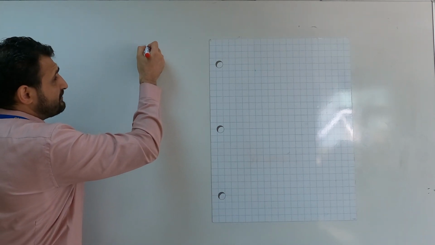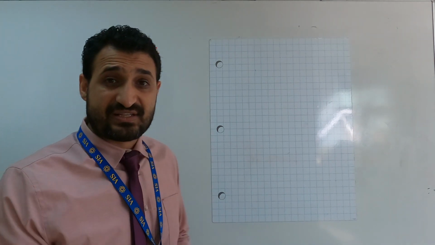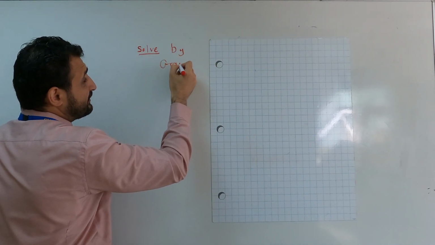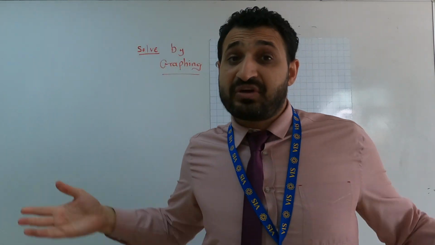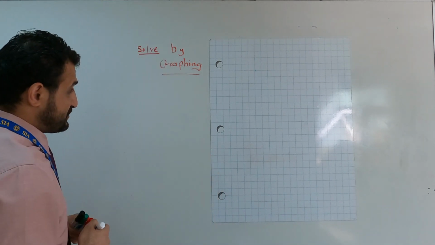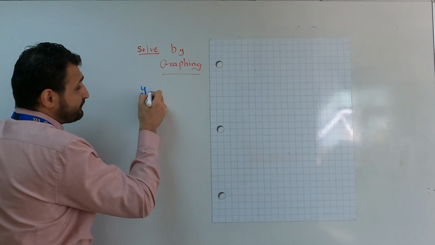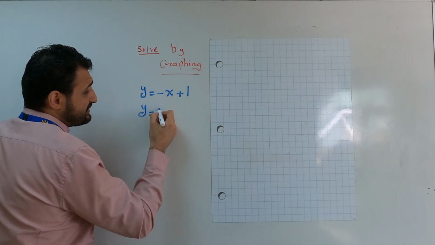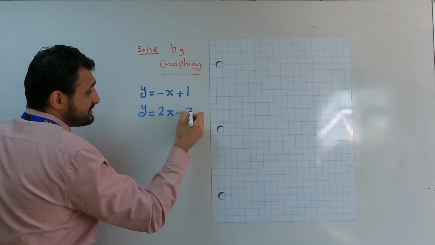Let's start with this example. The question will be: solve the system of linear equations by graphing. So it will be mentioned by graphing in the question. If it's not mentioned, you can choose graphing. If they say solve the system of linear equations and they didn't ask you which method to use, elimination, substitution, or graphing, you can choose graphing. I found it easy for me, by the way, and also for my students. The first one is y equals negative x plus 1. The second equation is y equals 2x minus 3.